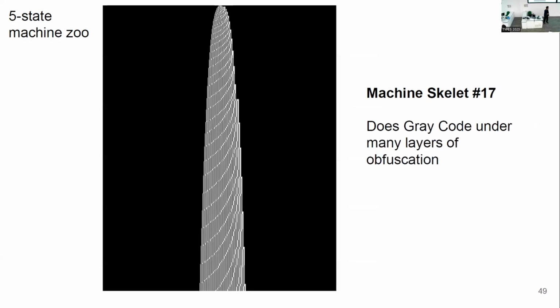And finally, the last boss of the 5-state machines, this machine called Skelet 17. By the way, this name Skelet is in reference to the person that first found those machines in 2003, who went under the nickname Skelet, whose name is Georgi Georgiev. And this machine implements Gray code, but under like 6 or more layers of obfuscation, meaning that it took a lot of work and a separate preprint to just prove the behavior of this machine.